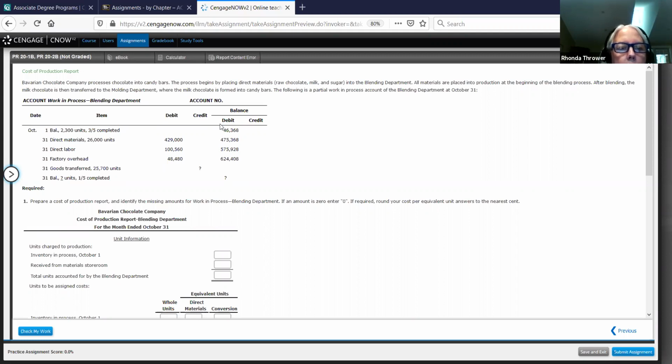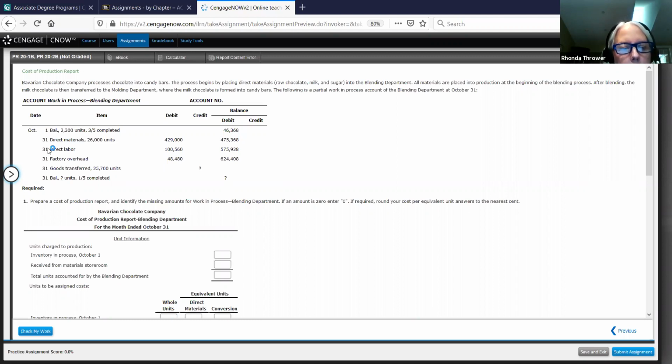So the amount of our cost that we transferred in from last month to the beginning inventory of this month includes materials, labor, and overhead from last month, where we started these 2,300 units, but we did not finish them last period. So we had to bring what we were working on last period forward into this period so that they can be finished. But the cost of the beginning inventory is $46,368.